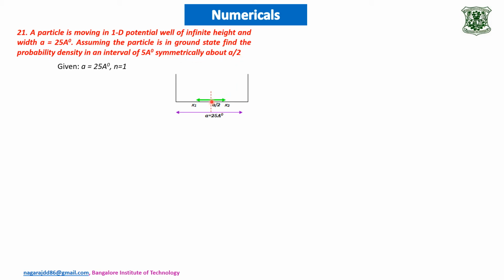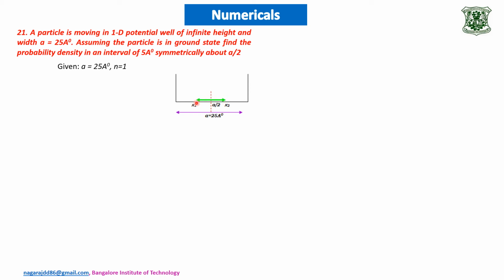That means keep a by 2 as reference and measure 5 angstrom width from here to here, so this side 50%, this side 50%. So from x1 to x2 it should be 5 angstrom. The gap from x1 to x2 is 5 angstrom, marked symmetrically about a by 2. Just now I said this length is 12.5. In that, this length itself is 2.5. Similarly this length is 12.5, and in that this length is 2.5. So 2.5 plus 2.5, totally 5 angstrom.